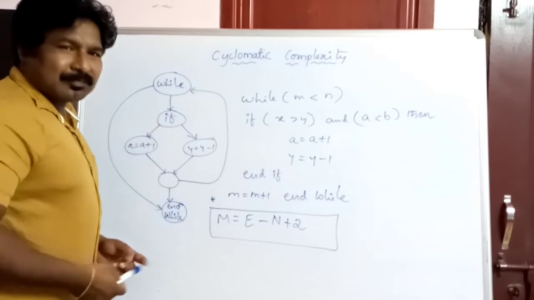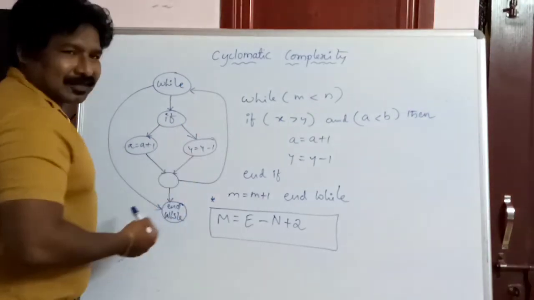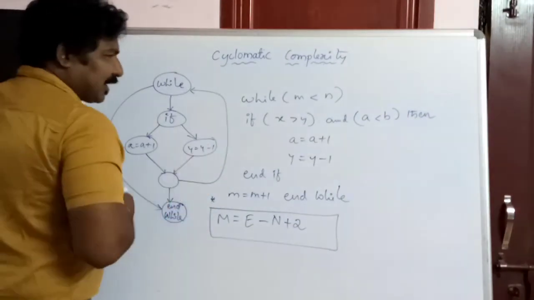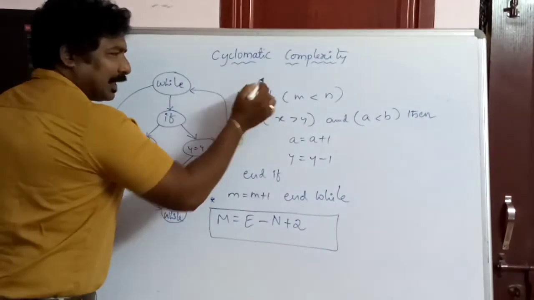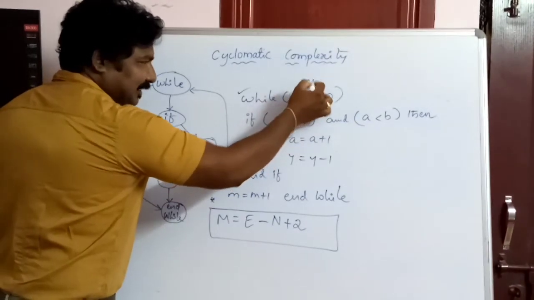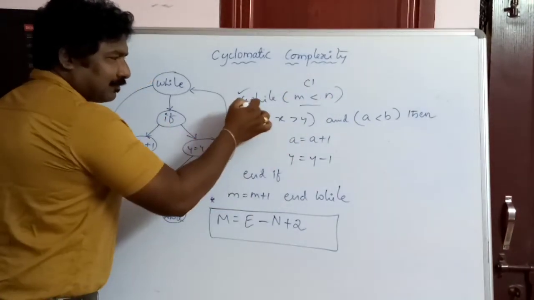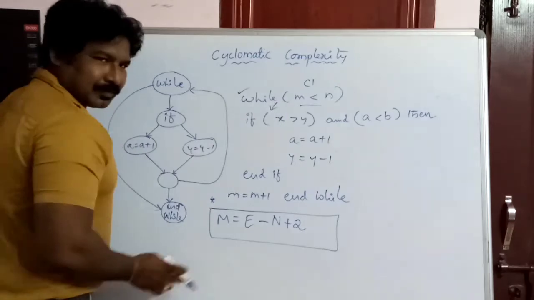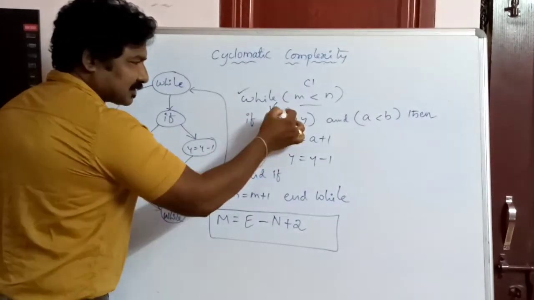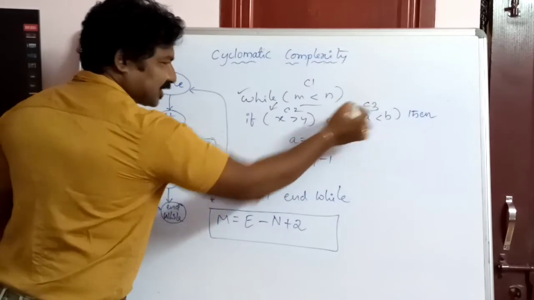Okay friends, so this is an example for calculating a cyclomatic complexity. Just look at this pseudocode here. We are using this while loop, m less than n. This is condition 1, and if this is true, we go inside. Then you check the if condition with two conditions. This is condition 2 and this is condition 3.